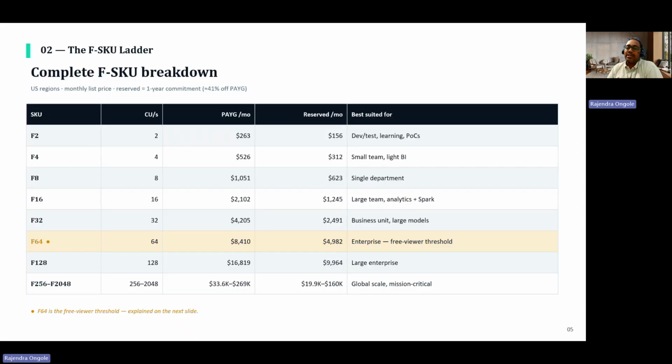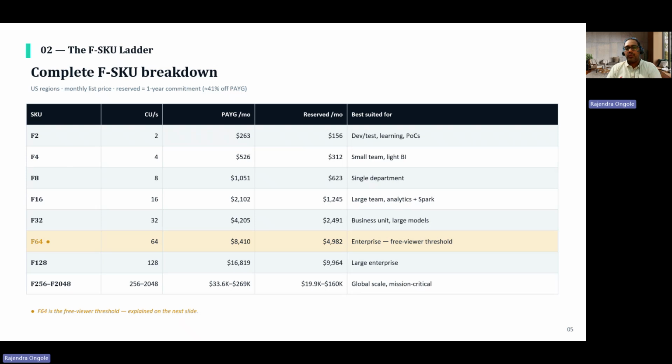And this is how the F SKUs break down. It starts with F2, which is 2 capacity units, with a pay as you go price per month and a lower reserved price. I'll give you a little example about pay as you go and reserved. Reservation is available for 1 year or 3 years. That is something like a commitment.